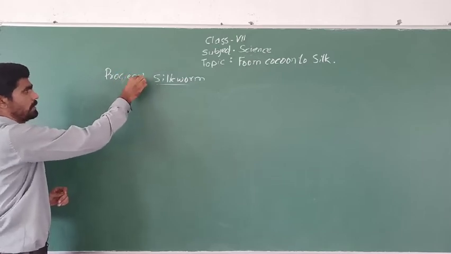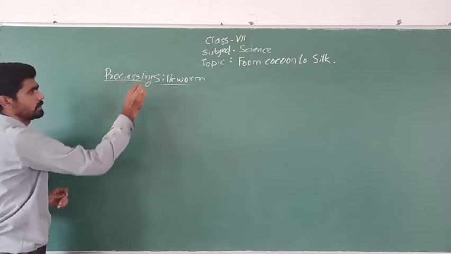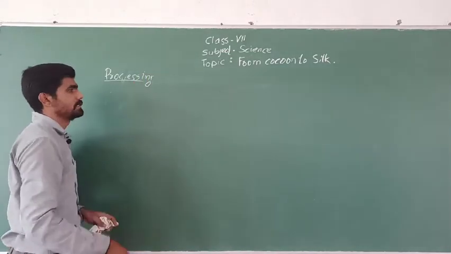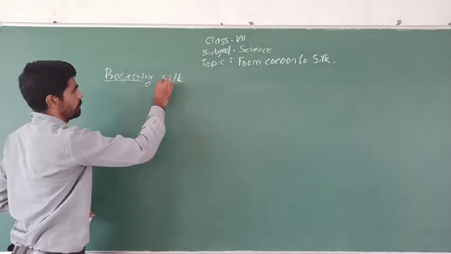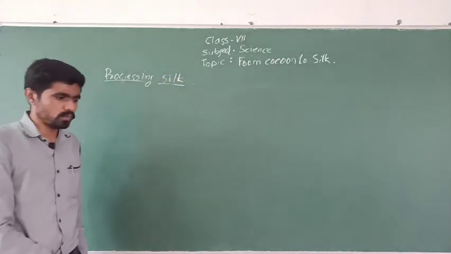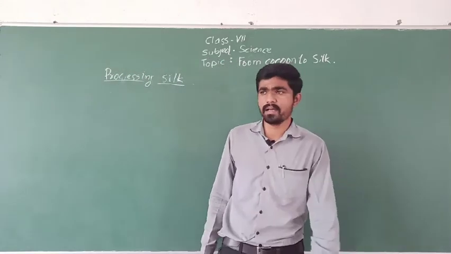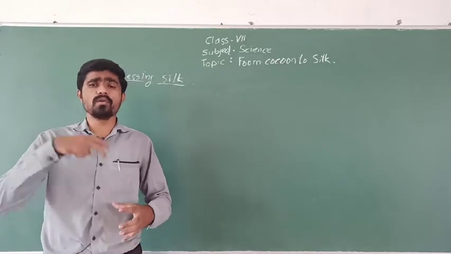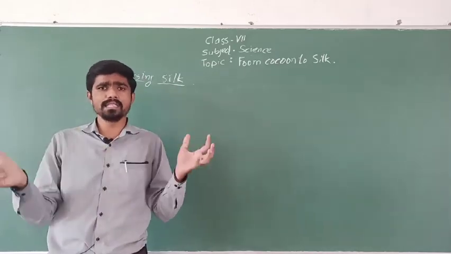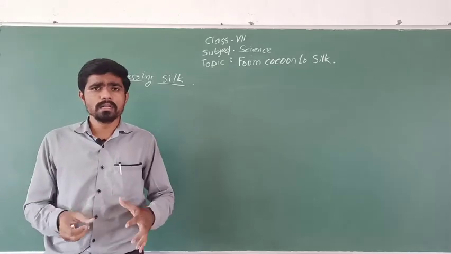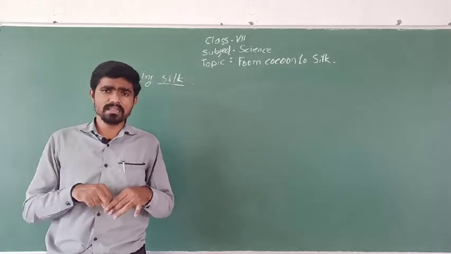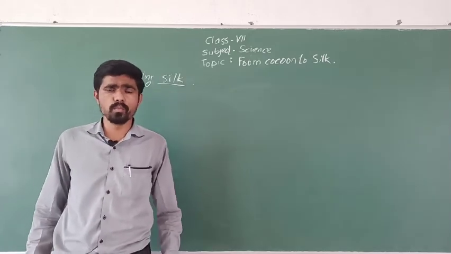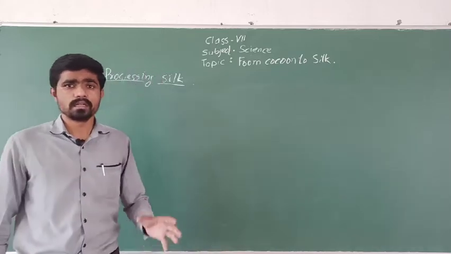Okay, so the next topic is processing of silk. What do we have to do in processing silk? Processing means what? We have to take the cocoon and not allow the silkworm to come out of it. If the silk moth tears the cocoon and comes out, what will happen? The threads will get destroyed, and the destroyed threads are of no use. So we have to boil the cocoon or sun dry the cocoon.